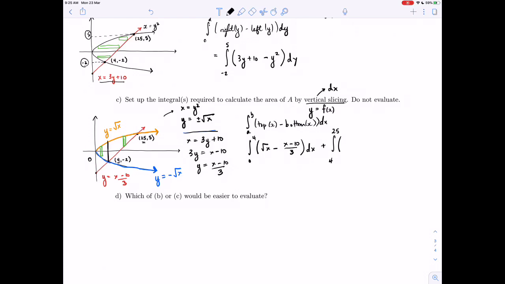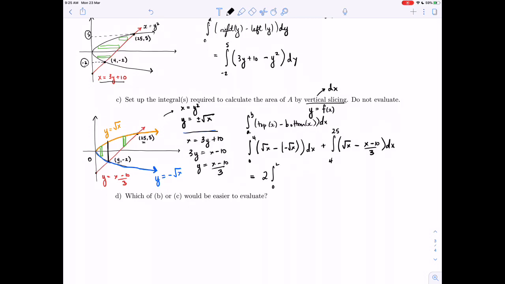Oh, no, I have screwed that up, haven't I? I have screwed that up, so let's get rid of this. The function in the first region, the bottom function, is the function in blue, minus root x. And now the second region from 4 to 25, that's what I'd written previously. So square root of x minus (x minus 10)/3 dx.